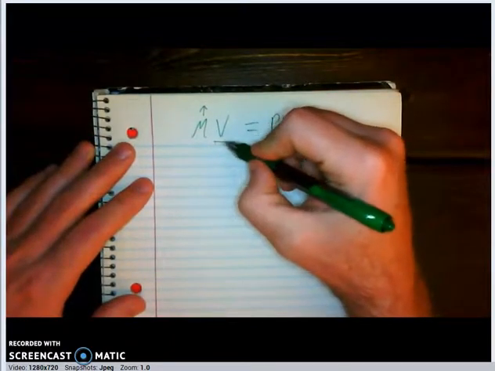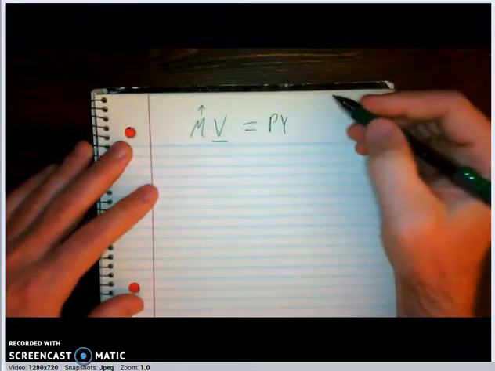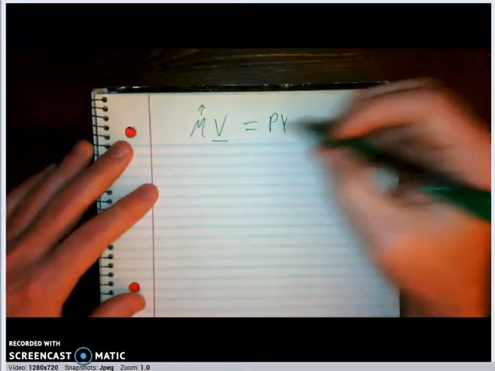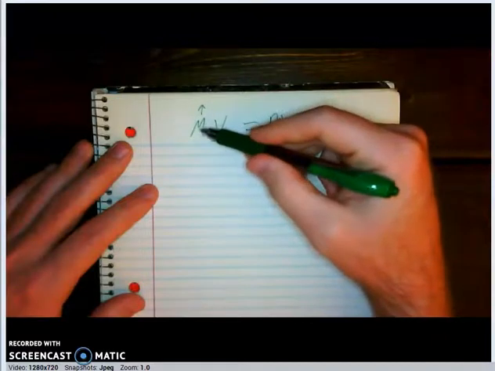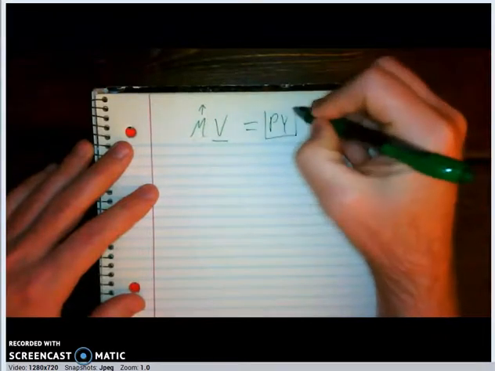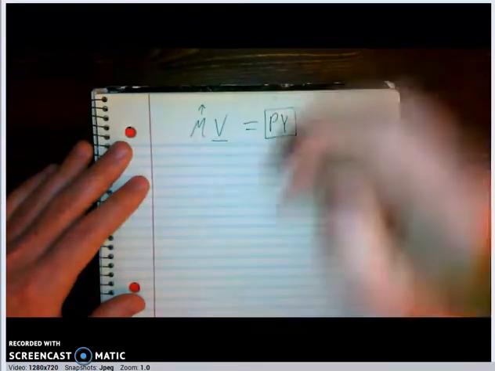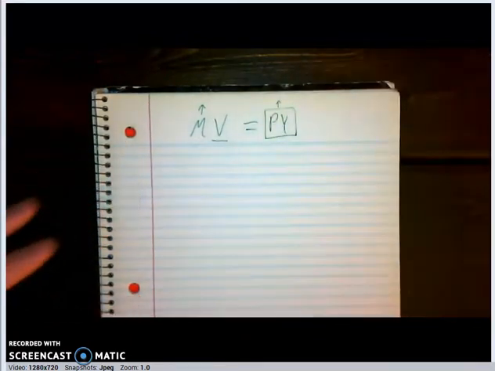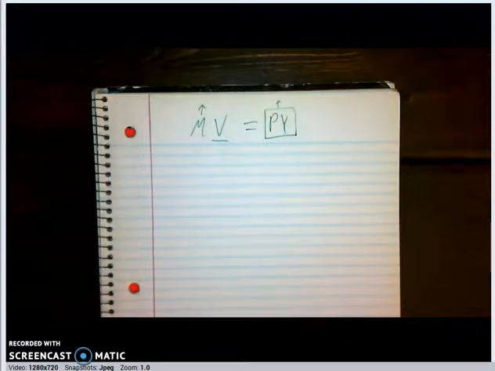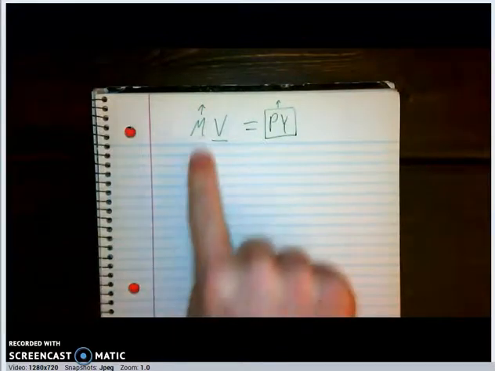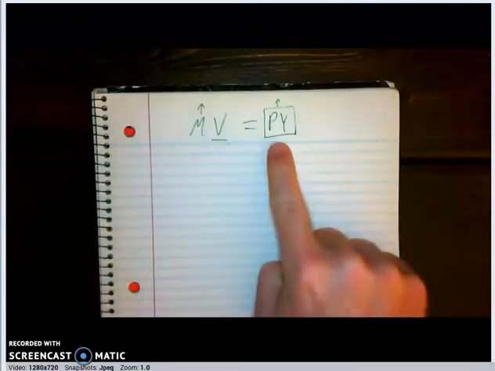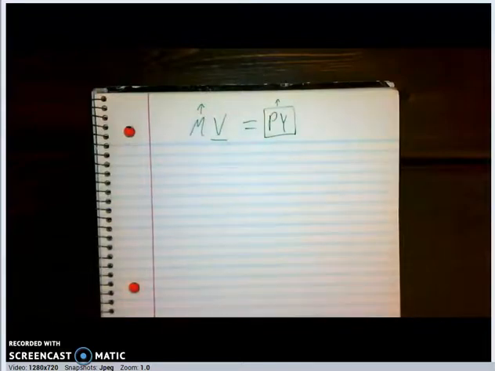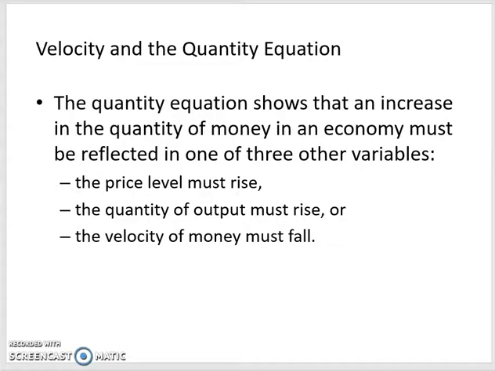Now, velocity tends to stay fairly constant. It doesn't typically change very much. So if our velocity stays constant, and our quantity of money rises, then that means that this nominal GDP value right here has to rise, which is what we would think would happen. Because we've talked a bunch about how nominal GDP is found. Remember, nominal GDP rises when price level rises. Well, if you increase the quantity of money, that's going to raise the price level and thus increase nominal GDP. So that's what the quantity theory of money shows us.